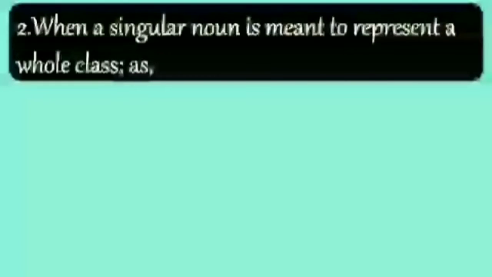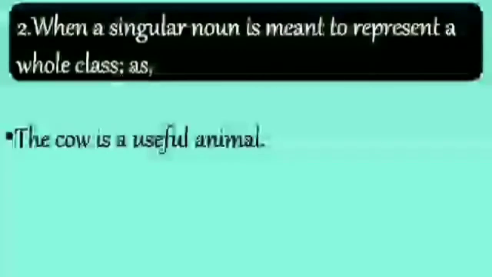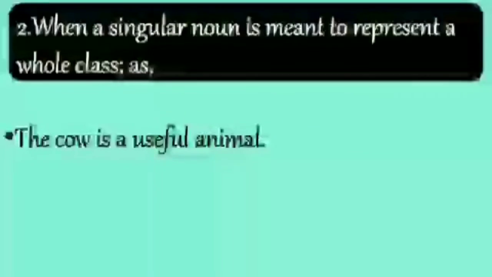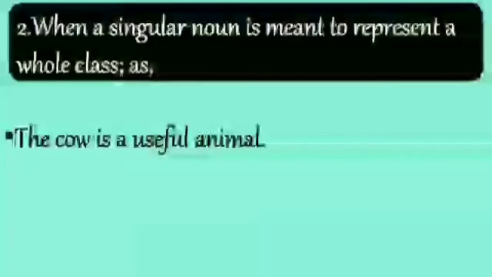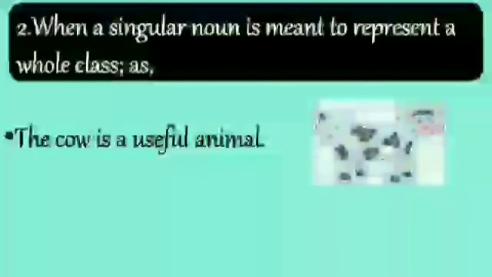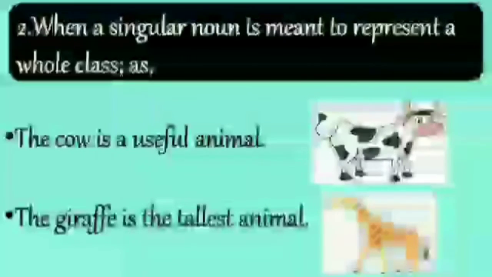Okay. The second one is when a singular noun is meant to represent a whole class. For example, the cow is a useful animal. Here I can also say that cows are useful animals, but I'm taking only a singular noun, that is cow. So that's why I have used the before cow to represent the whole class of cow. Second, the giraffe is the tallest animal.